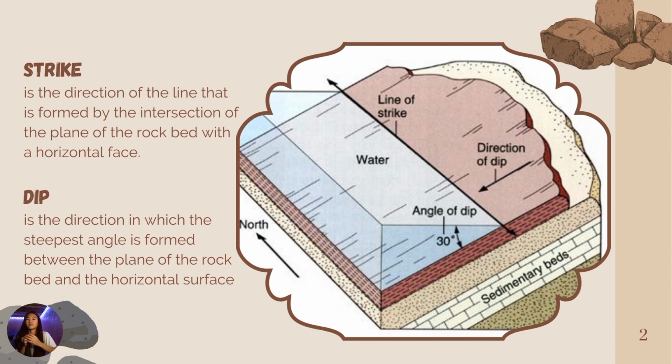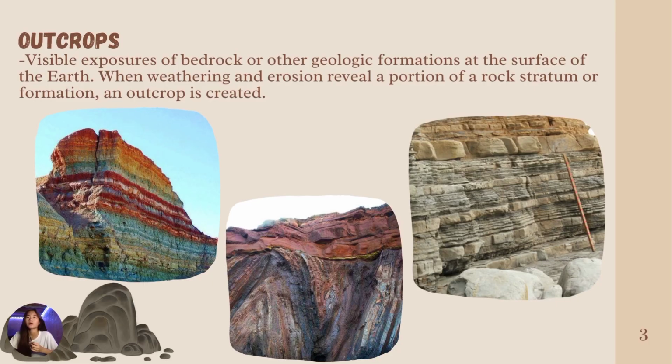So, let's talk about the dip. Dip is the direction in which the steepest angle is formed between the plane of the rock bed and the horizontal surface. So, as we can see in this figure, dip is the rock bed mismo, yung horizontal plane na ito, and naglalay siya sa horizontal direction through water. So, name-measure ito from 0 to 90 degrees.